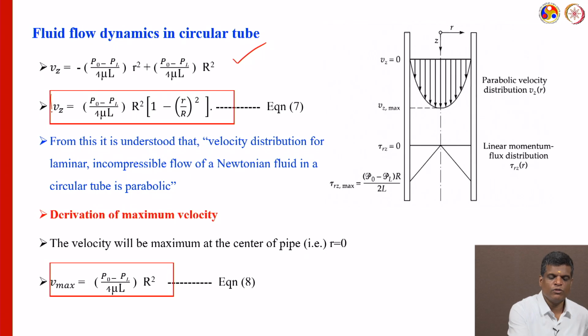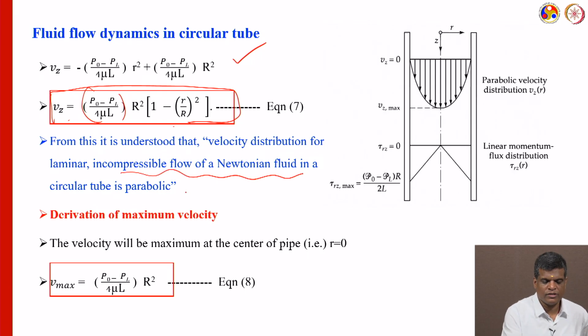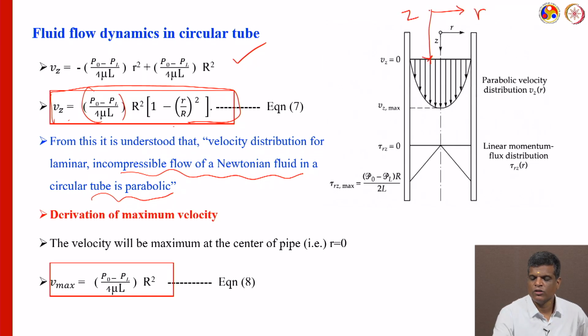So Vz, the velocity, equal to (P naught minus P_L) by 4 mu L into R square times (1 minus (r by R) square). So this is for incompressible flow of a Newtonian fluid in a circular tube; the profile is parabolic. You just see here, this is a very simple profile, this is our radial direction, and here is the z direction. So the velocity profile is very beautifully a parabolic velocity profile.